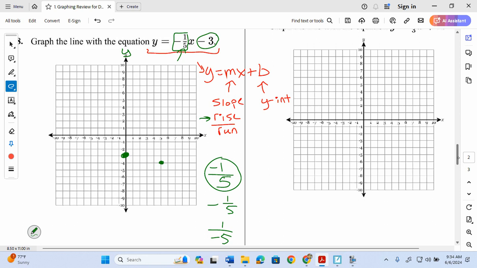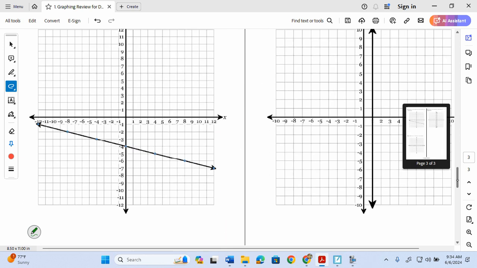And if we wanted to do it again, we could, right? We could go down 1, over 5. Now in Delta Math, you only have to do it once, and you're good. I'm just doing it twice so you can really see, oh, that's what we're doing, right? Slope gives us where the next point is. And then we draw our line through the points. Hopefully you hit all the points. Did a little bit better job than I did. All right, so let's keep going.